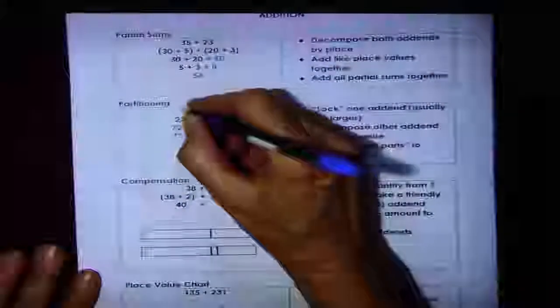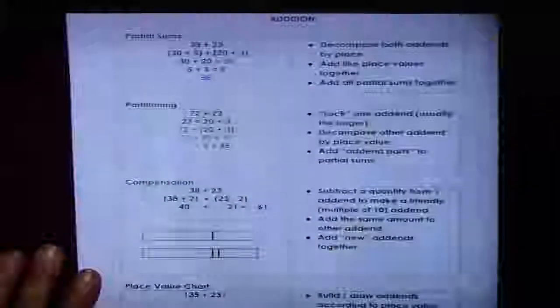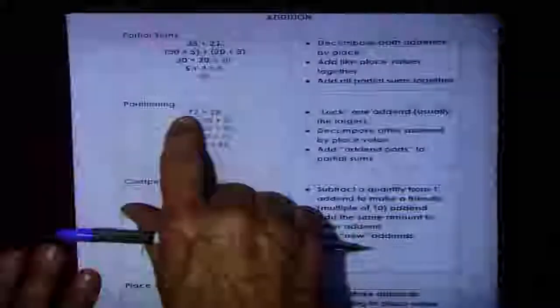Partitioning is the same idea, except we usually choose the larger number, we lock it, and we take apart the other number. Because I can add 72 plus 20. Because I know my place values, I'm adding my tens, I get 92, and then I can add on the next 3. It doesn't matter whether that add-in is the first or second number, it's just wise to lock the larger number. It will work both ways though. So you can see that's just one step a little bit more sophisticated than the first one.